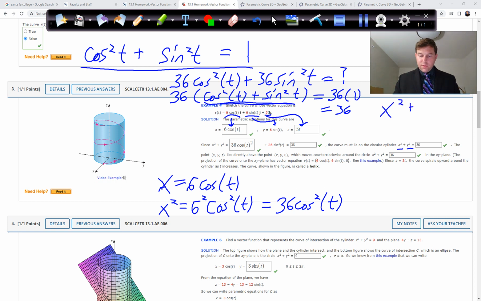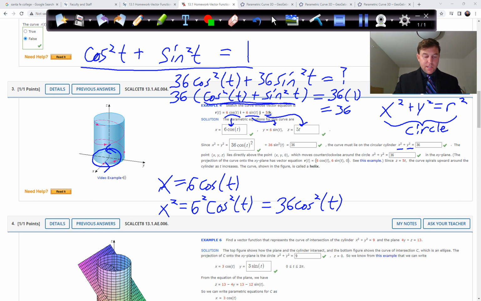So x squared plus y squared equals some number squared, which we call the radius, is the definition of a circle centered at the origin of the xy plane in this case. Okay, so it would move counterclockwise around this circle defined by x squared plus y squared equals 36, but because z equals 5t, that's going to lift the circle above the xy plane and make it go up and around. So if that z term wasn't there, this circle would just literally go around and around forever as t increased.